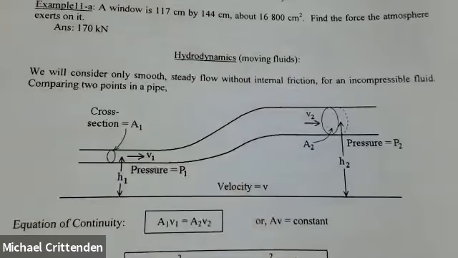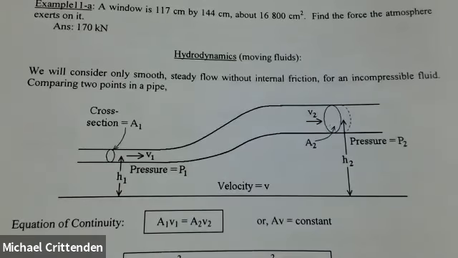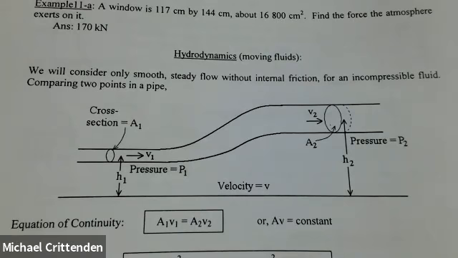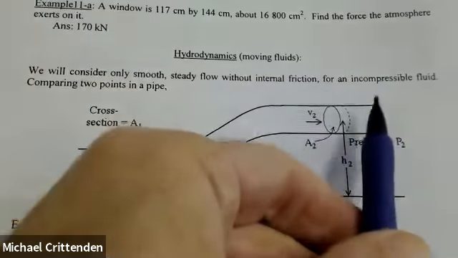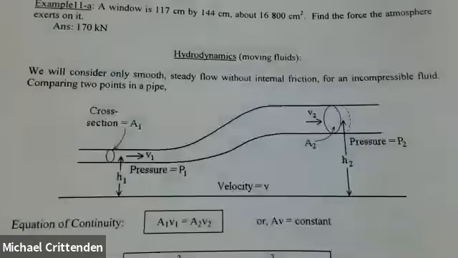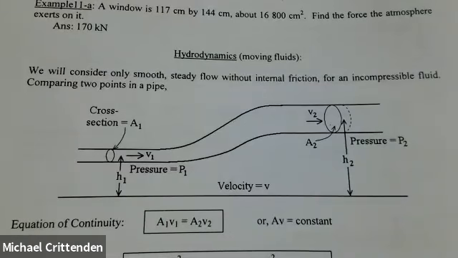Without internal friction, the fluid has no viscosity. That is kind of unrealistic, but it's a decent approximation as long as you don't have a really narrow tube or you don't try and make it flow too fast. An incompressible fluid means that as you apply more pressure, it does not get smaller.